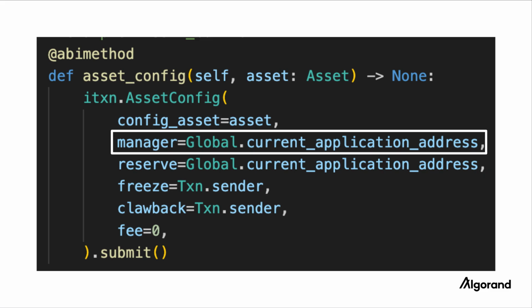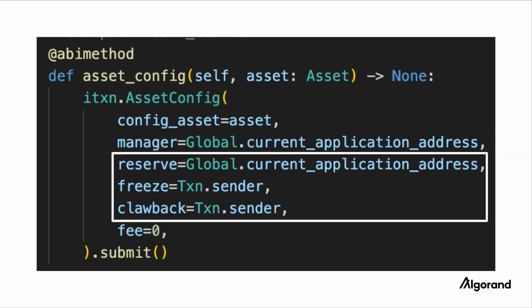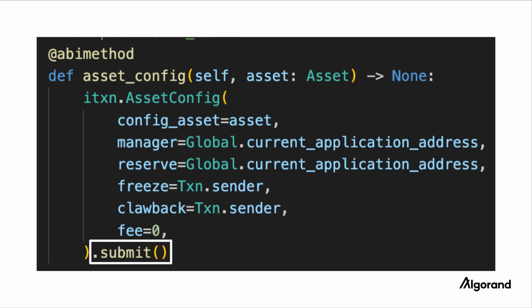Here we're setting the manager to the app account. Remember, for a smart contract to configure an asset with inner transaction, the app account must be the manager of the ASA, which means we're not changing the manager account of this ASA in this example. The reserve field is set to the application account, and freeze and clawback are set to txn.sender, which is the external account calling the asset_config method. After creating the asset config object, you submit the transaction by calling the .submit method.